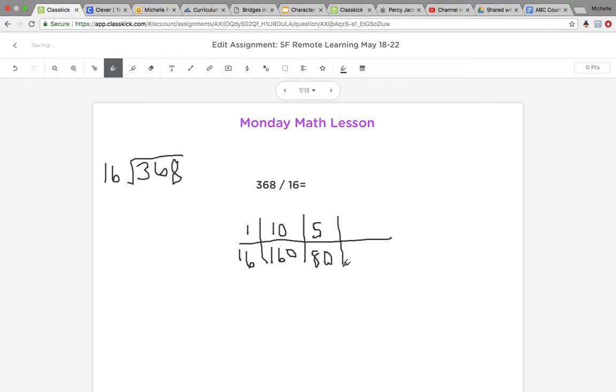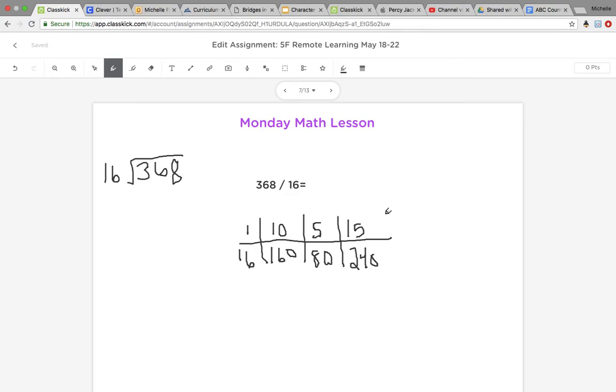All right, so I've got 1, 10, and 5 right now, so I'm going to do 15 for my next one, because all I would have to do is add up these two numbers. Since 10 plus 5 is 15, all I have to do is add up 160 plus 80, and in this case, it's going to give me 240.